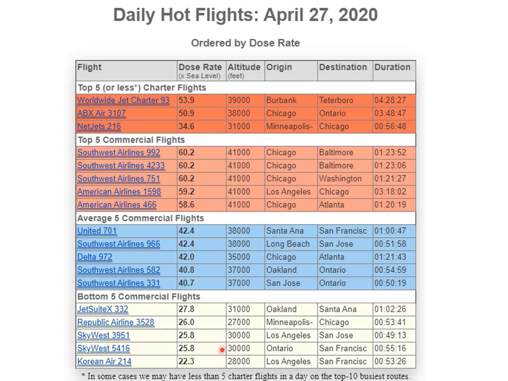And then we can see even the bottom 5 commercial flights. These were at lower altitude, so 27, 28, 30,000, with still 25, 26, 27 times the dose rate that one would get at sea level. And they were shorter duration flights, so Oakland to Santa Ana, Minneapolis to Chicago, LA to San Jose, so shorter distances.